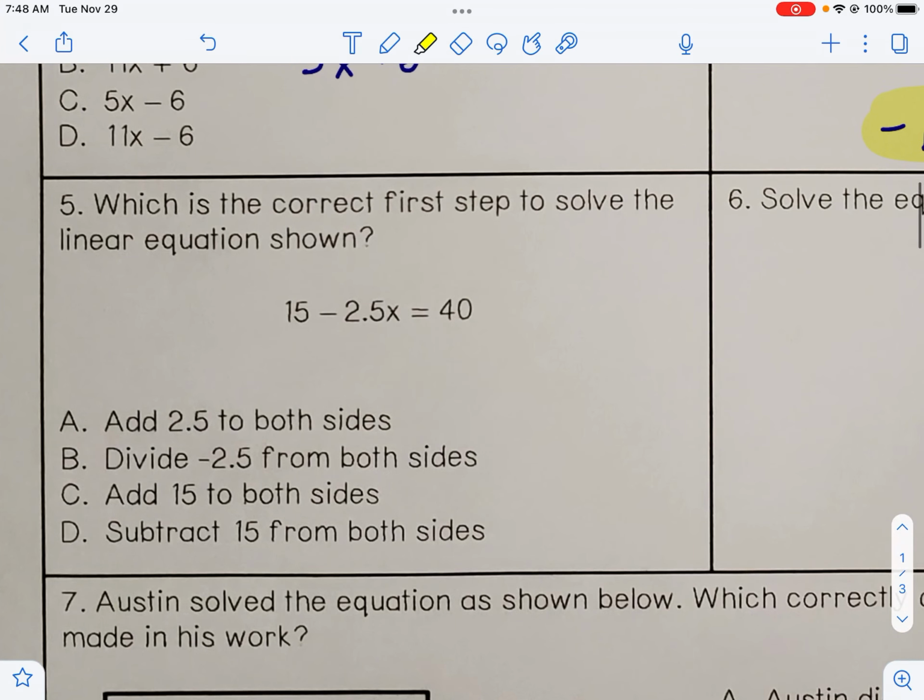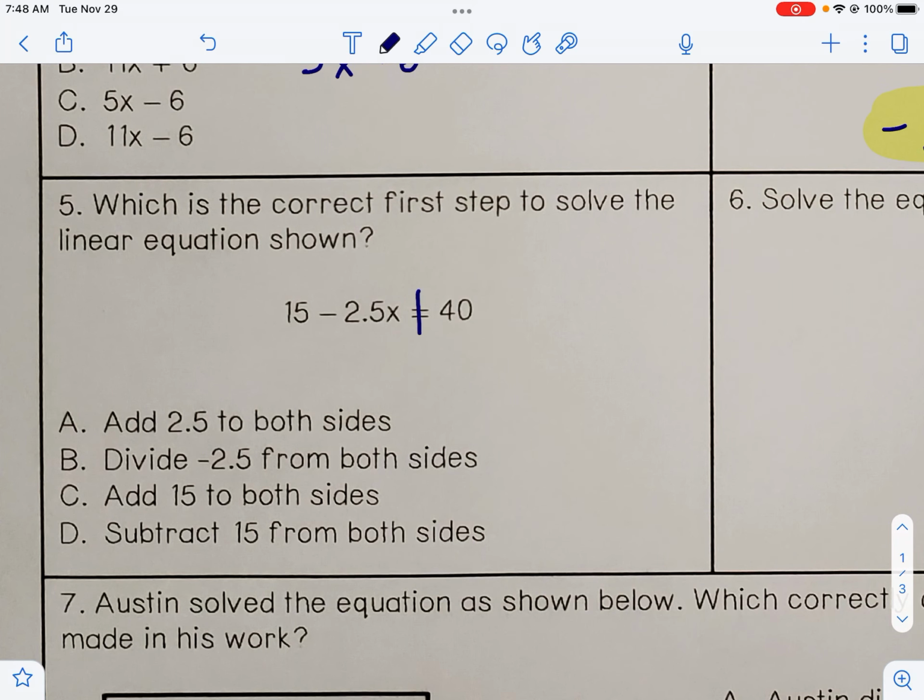For number 5, the first step to solve this equation, after we draw our line and circle the variable, again, we'll notice there's an equal sign, is we have to use inverse operations, or the opposite operations. So we would need to subtract 15 from both sides. So the correct answer choice was D.